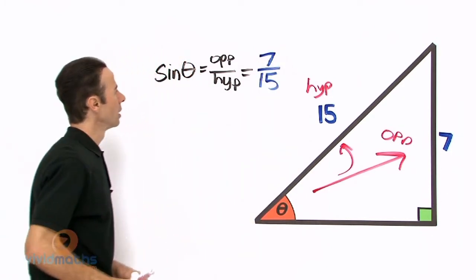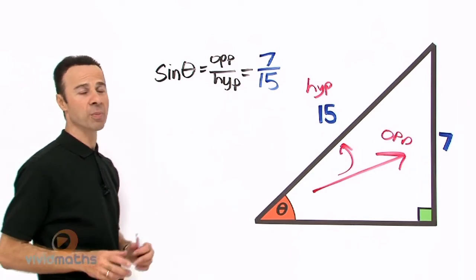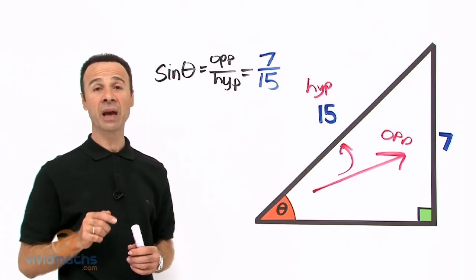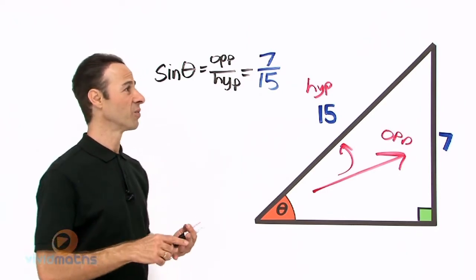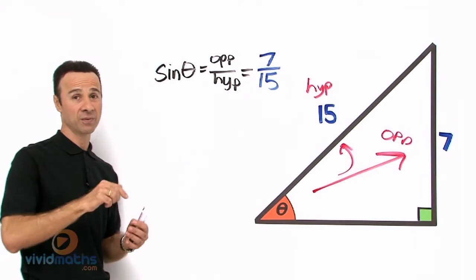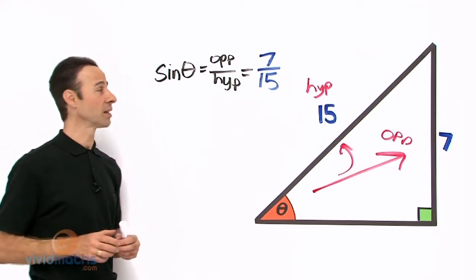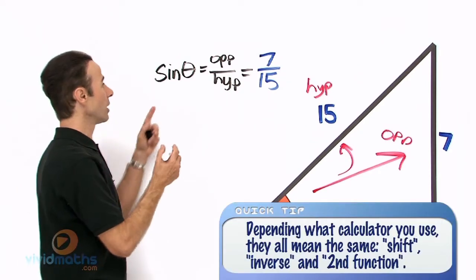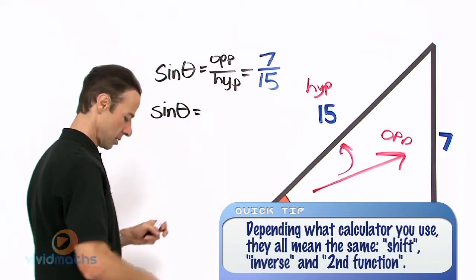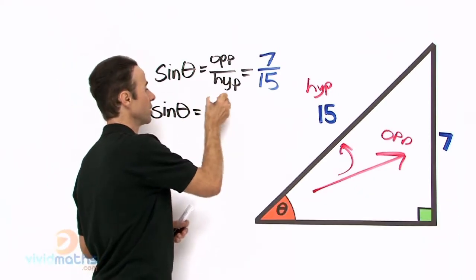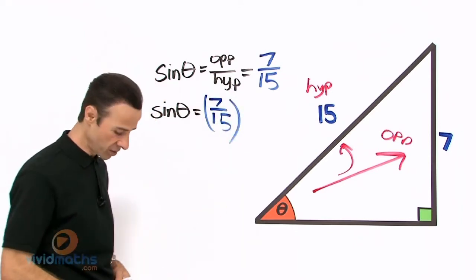Okay, cool. Now, our task is to work out what theta is. So this is how we do it. Remember I mentioned earlier, second function on your calculator, or inverse, or shift function. It gives you two things on the same button on your calculator. So let's do that now. If we have sine theta equaling 7 on 15, let me put that in brackets because that's a fraction there.